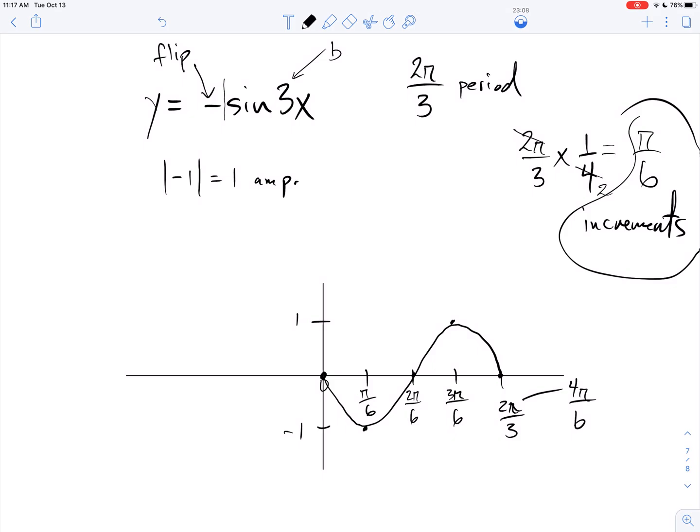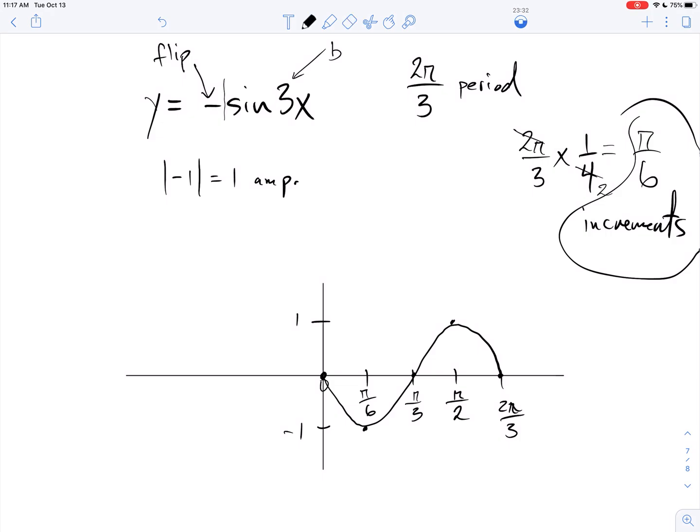We're polite. So instead of 2 pi sixths, guess what? I would have called that pi over 3. That's what I would have called that. Instead of 3 pi sixths, I would have called that pi over 2. And you can see that 4 pi sixths reduces to 2 pi thirds. So don't forget to reduce things.